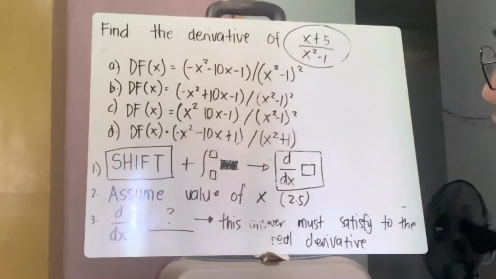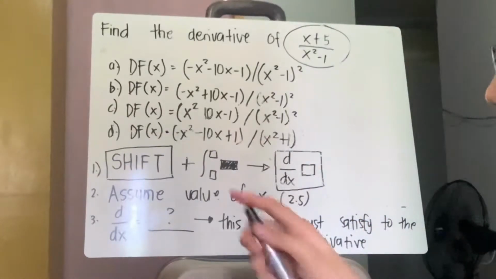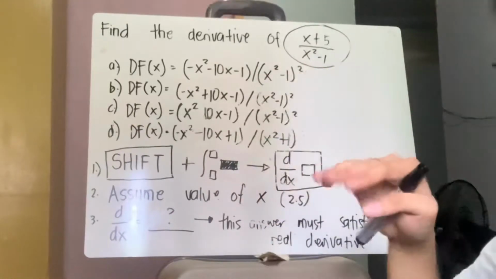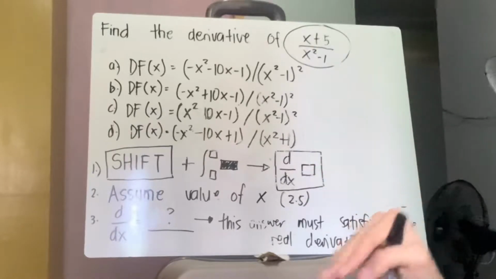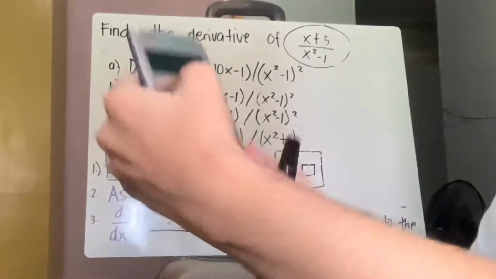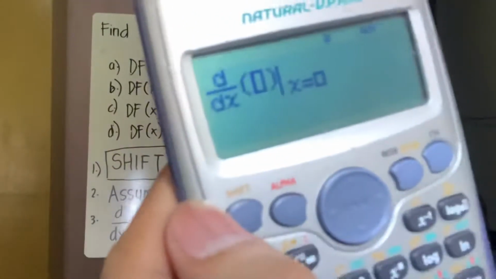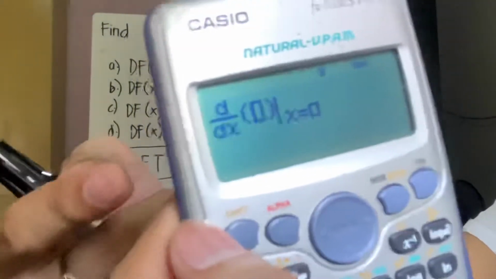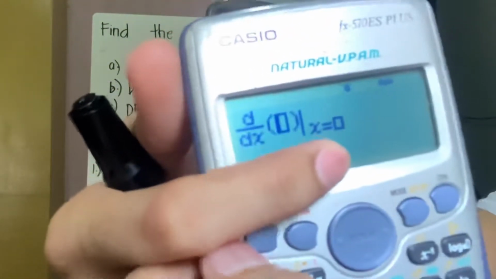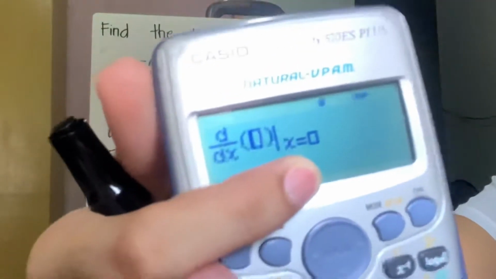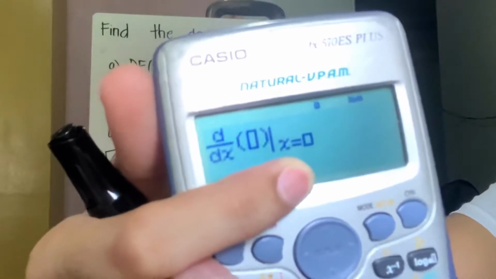So let us read its rules or steps. The steps for the calculator technique is simply click the shift and then this integral form in the lower right portion, sa shift, ito, tapos ito. Then you will see this d over dx, then you have to input your equation right here and then you have to put your assumed value of x if ever walang value of x na ibibigay.